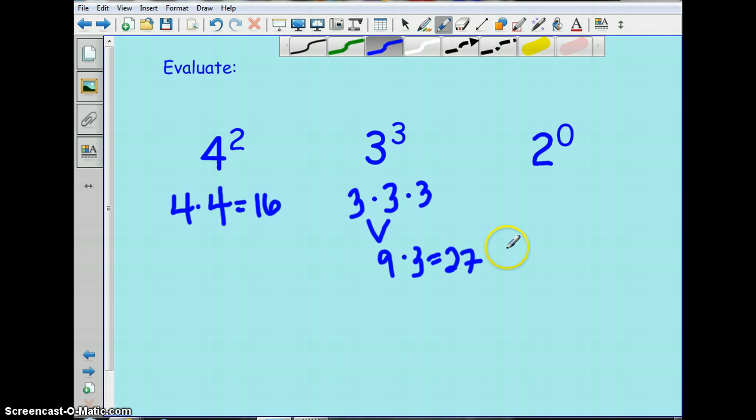Now we have 2 to the 0 power. You might have learned this in the past, but anything to the 0 power, no matter what it is, is always going to be 1. And there is an explanation for this, but I will explain that later when we start dividing numbers with exponents on them. But just know that anything to the 0 power, it could be 5,342 to the 0 power, is 1. Alright?